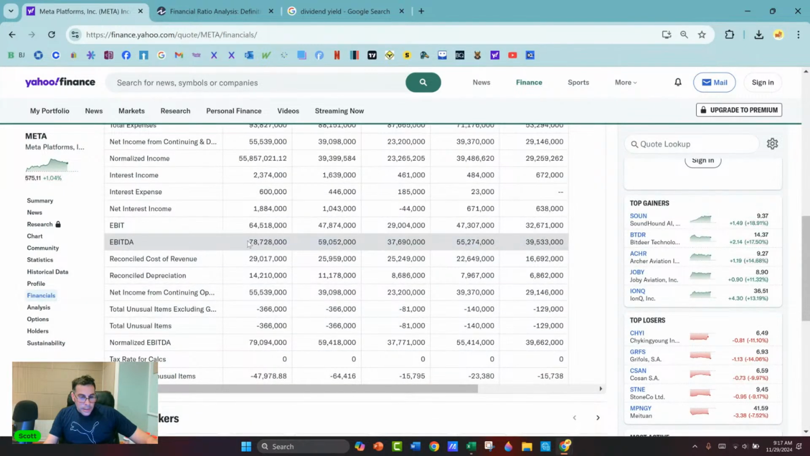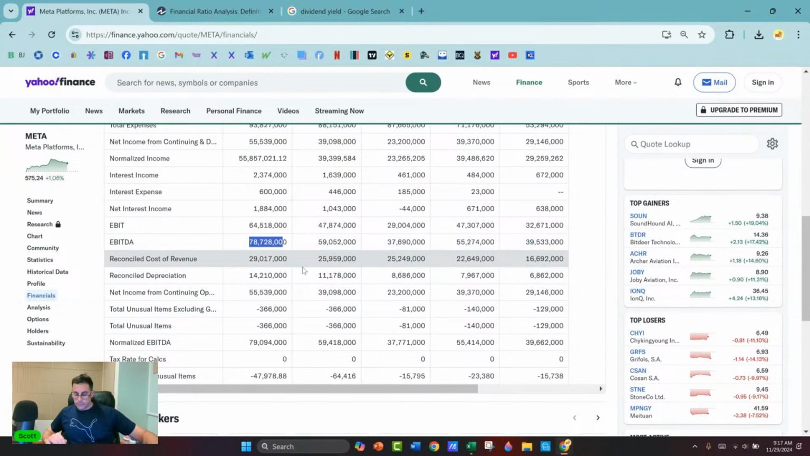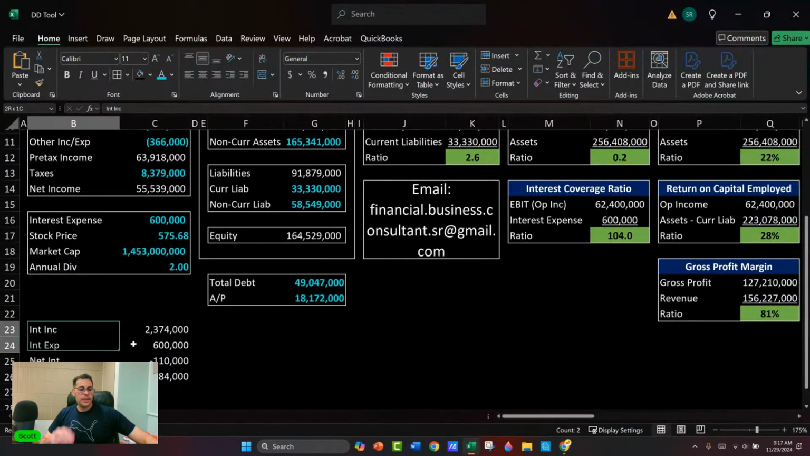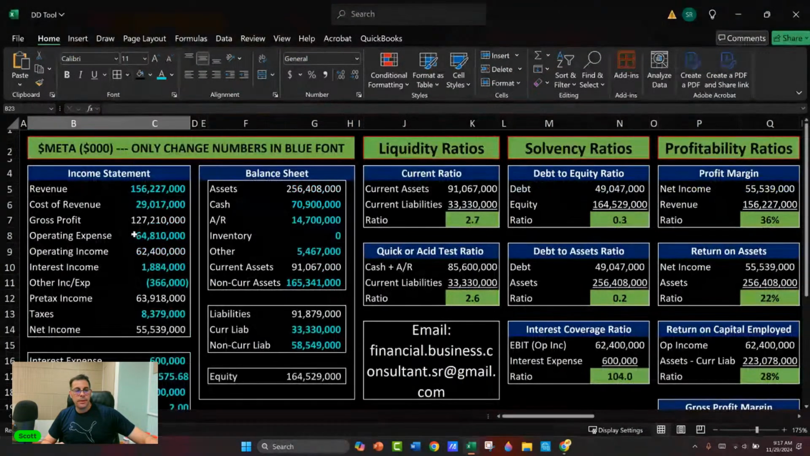What else? EBITDA. I mean, there's so much. I could spend the rest of my life. You could calculate the EBITDA margin. Maybe we'll do that. I'll just leave it as this, and maybe I'll make a video.